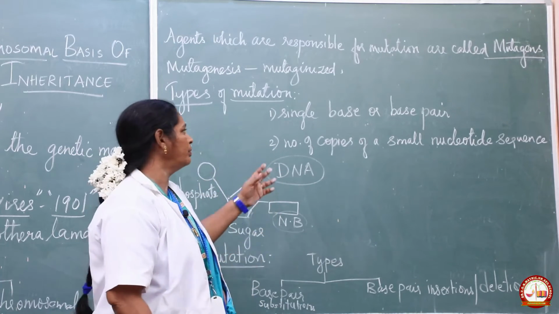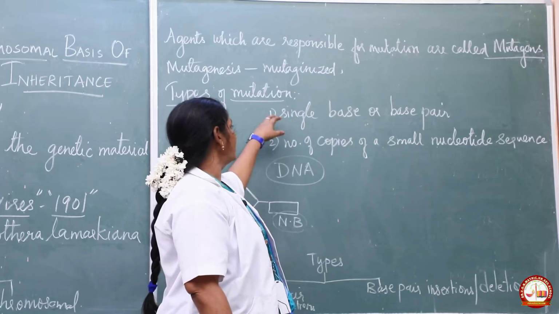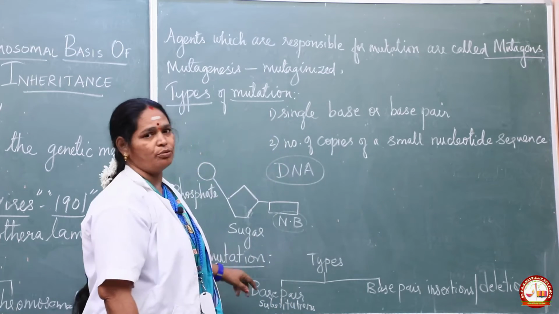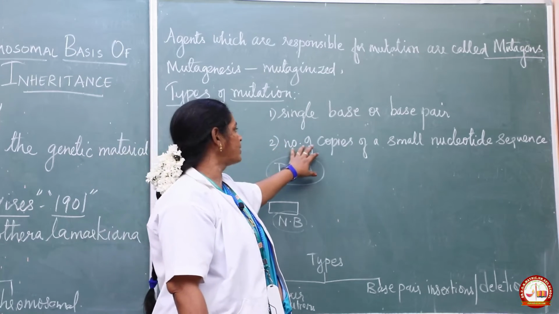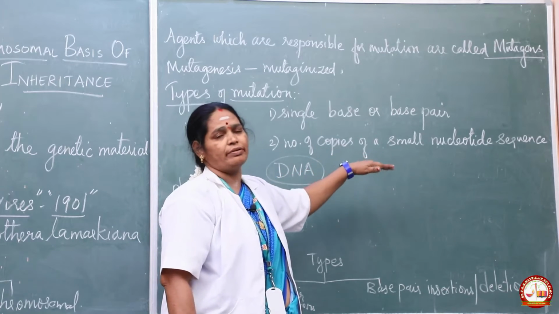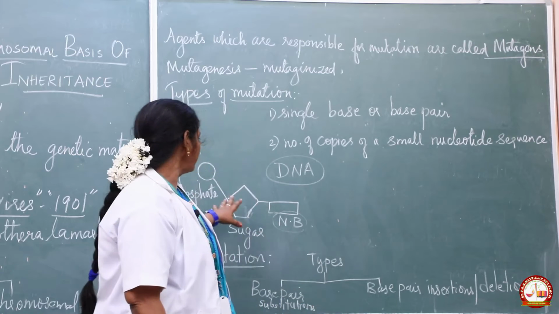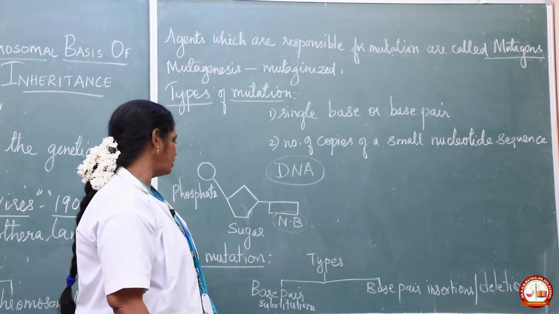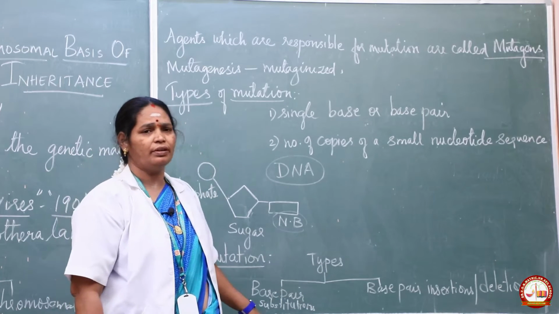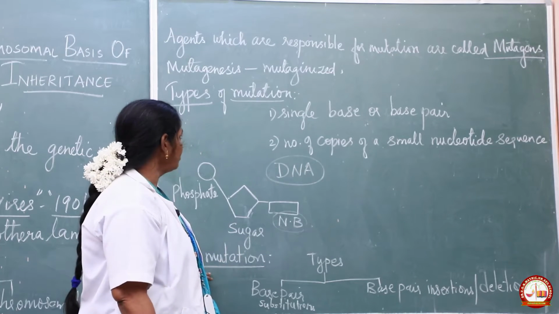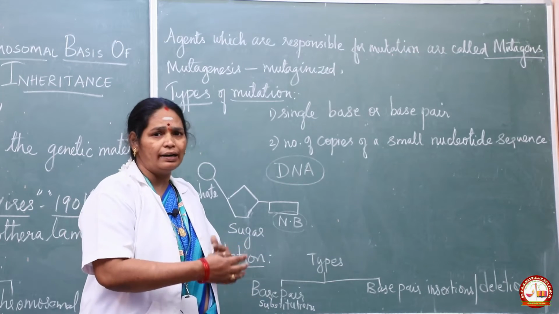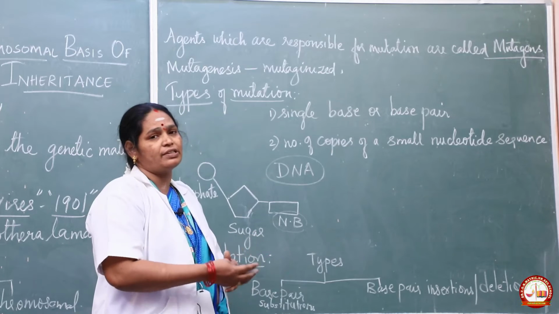Any change that occurs in the base pair, we call a point or gene mutation. And if the mutation occurs in the number of copies in a small nucleotide sequence, that is the second type. Children, let us look at point mutation. What is a point mutation? The point mutation is nothing but a mutation occurring within the gene.